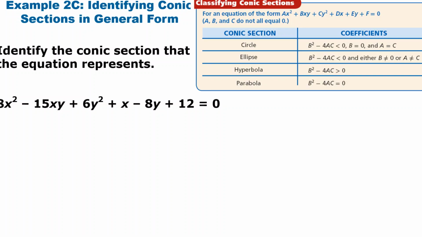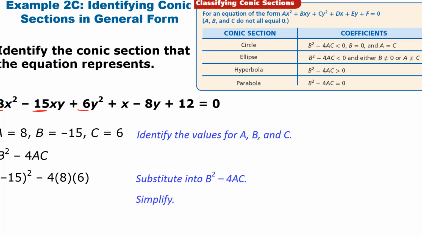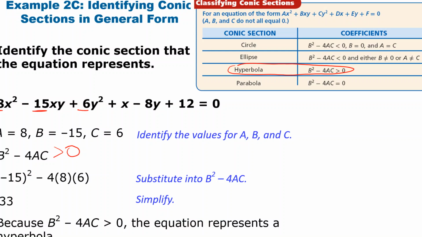So again, let's pull up our chart to look at it for right now. The first thing we want to do is identify A, B, and C. So I can see an A, a B, and a C. And there they are. So remember, B squared minus 4AC. Go ahead and substitute. And when we do, then we simplify, and we get 33. So B squared minus 4AC is equal to 33, which is greater than 0. Okay, so we're at a greater than 0, so that must tell us that we're working with a hyperbola. All right, the equation represents a hyperbola.